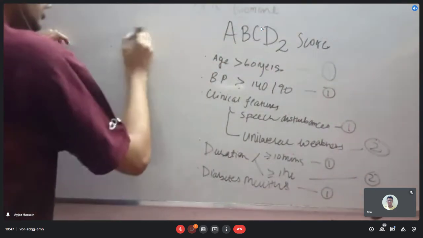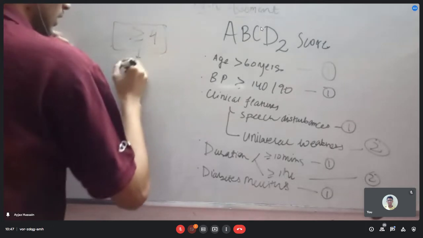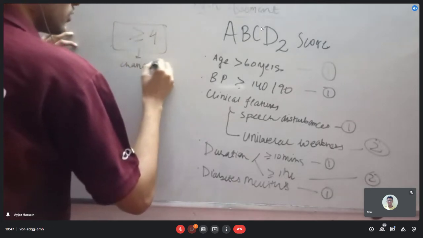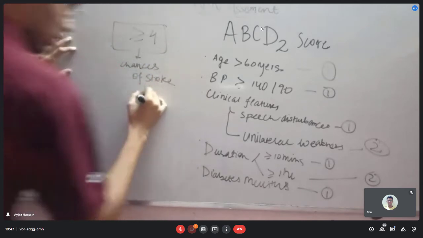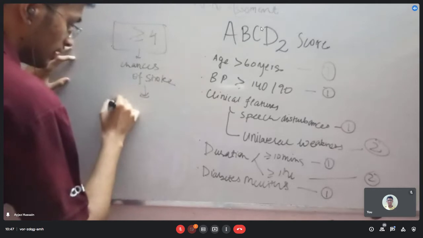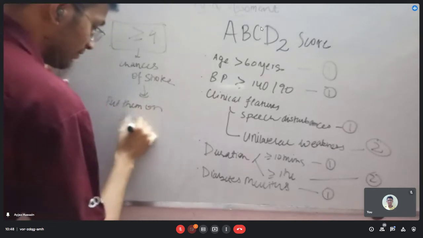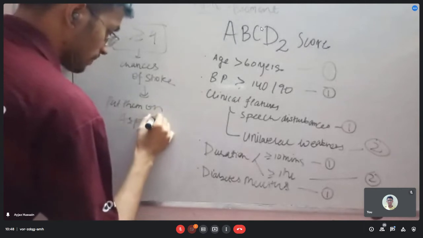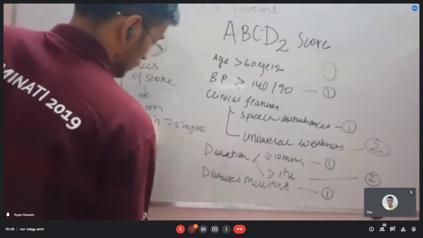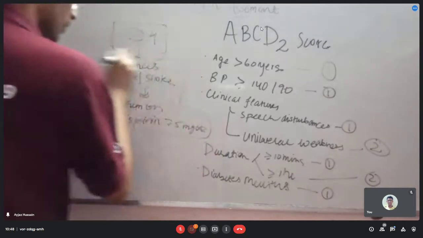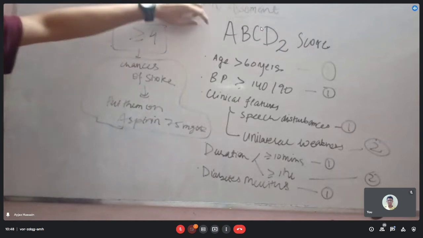A score of greater than or equal to 4 means there are increased chances of stroke or restroke. For these patients, put them on aspirin 75 milligram OD. That is the whole purpose of having an ABCD2 scoring system.